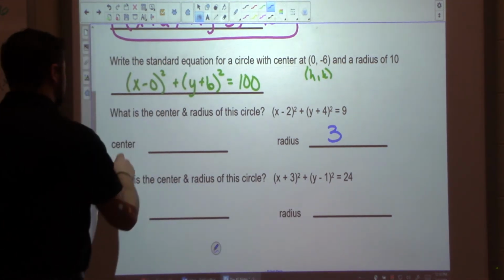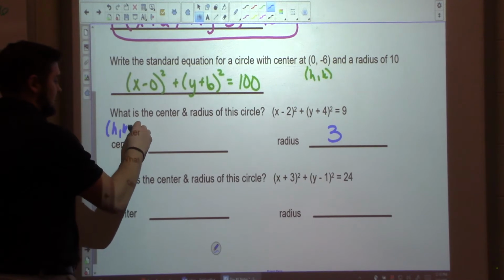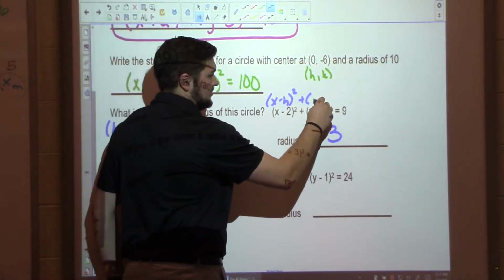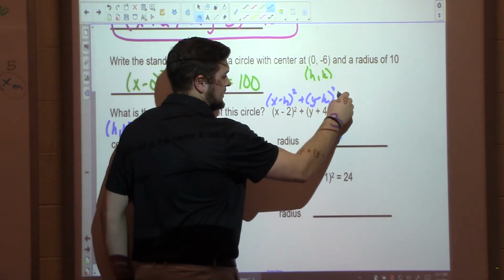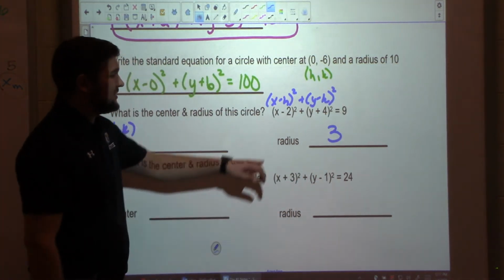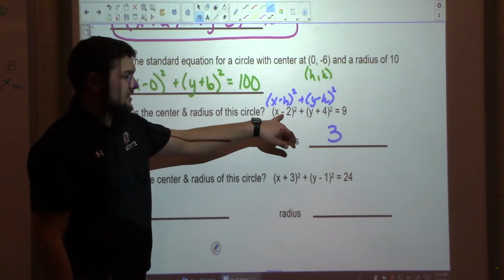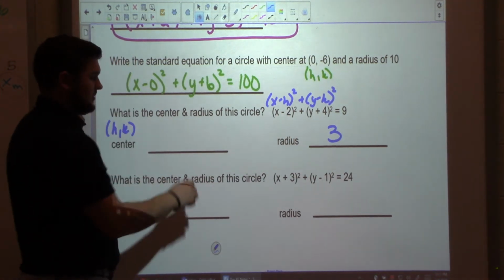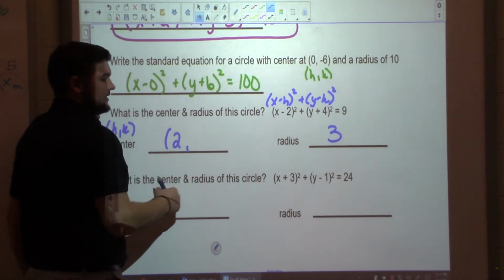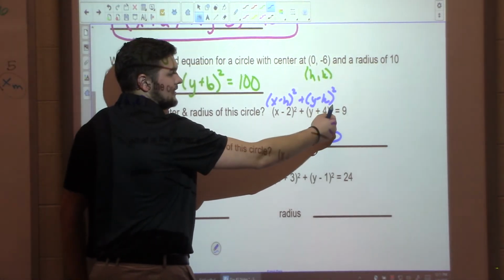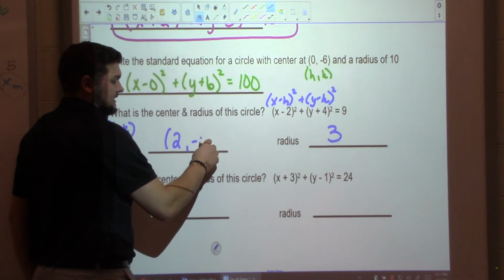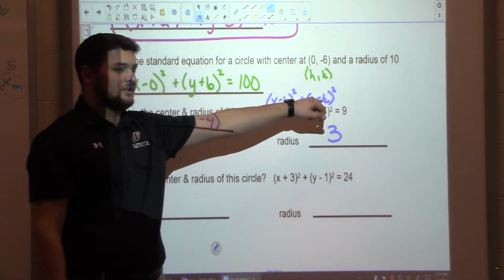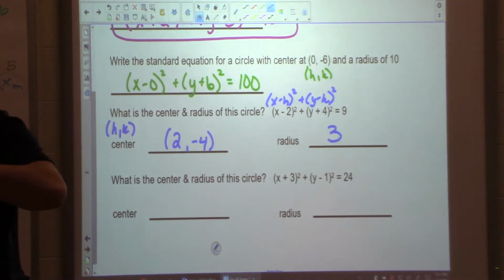Now my center is going to be at h comma k. Remember, I have x minus h squared plus y minus k squared. So realistically, what we want to do is take the opposite number of what's in here. If I have x minus 2, I'm taking out a positive 2. If I have y plus 4, taking out a negative 4. Because if I try and plug those back into my equation, it better come out to be the same thing.